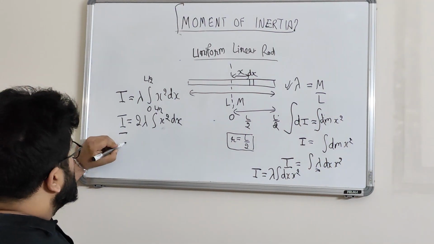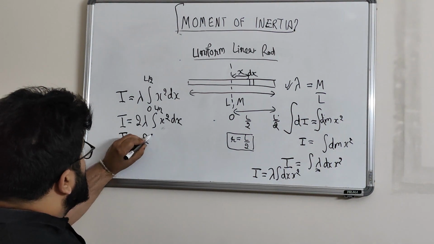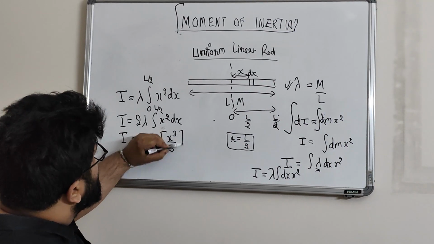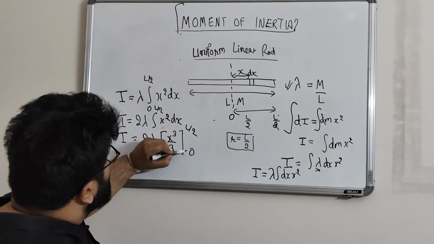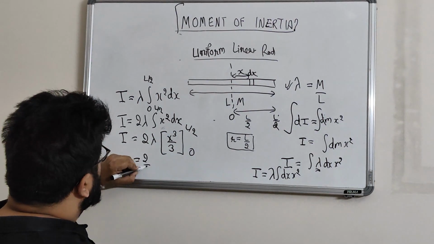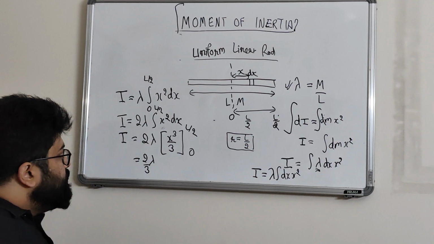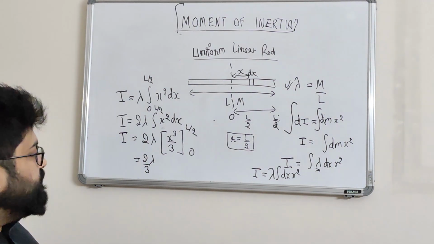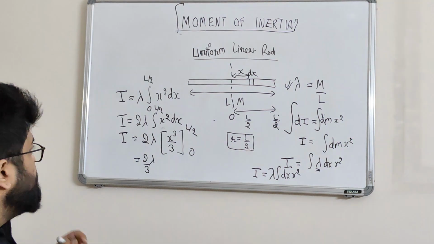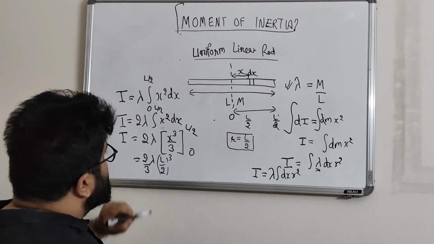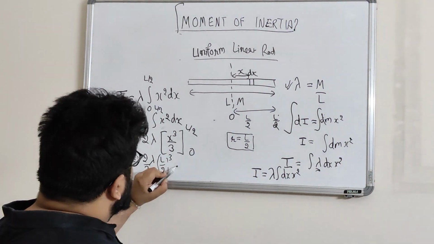Moving further, if you integrate this, you get x cubed by 3 with the limits 0 and L by 2. Now 3 is a constant, so it comes out. So you get 2 by 3 lambda. And since the lower limit is 0, we can just put the value directly into x cube. So we get the cube of L by 2. What does that become?